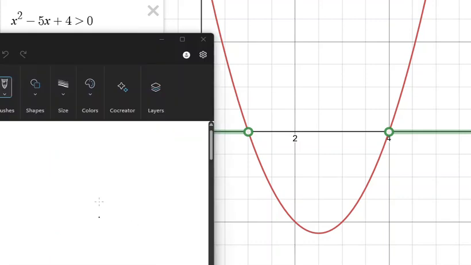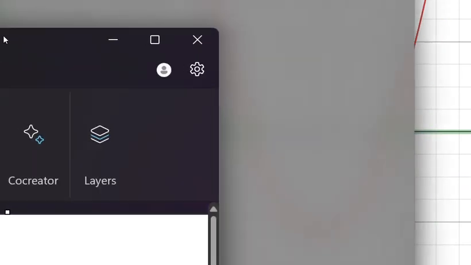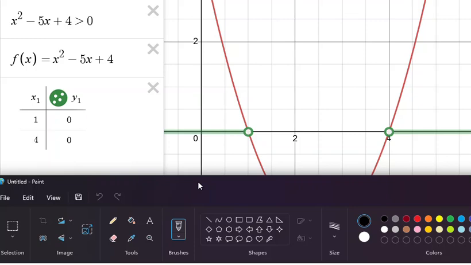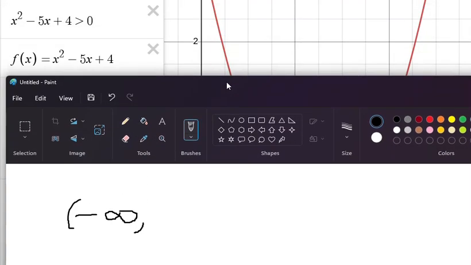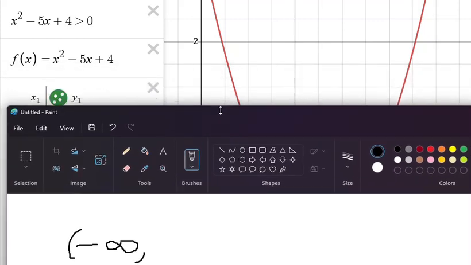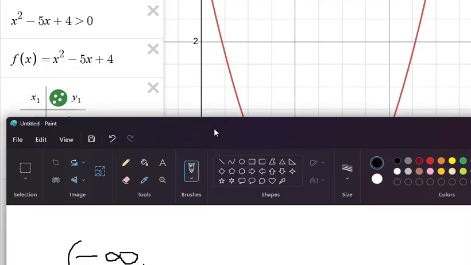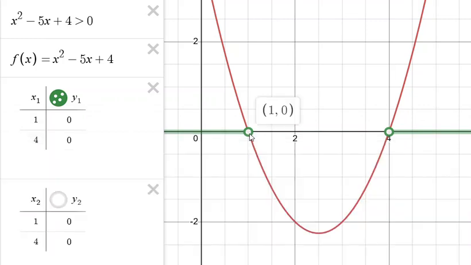Okay, so I've got my little paint widget out, and I'm just going to start writing down the interval. Because it goes way off to negative infinity, it starts out back at negative infinity. I start with an open parenthesis, then a comma. Where does it stop? It stops right here at the first x-intercept, which is 1.